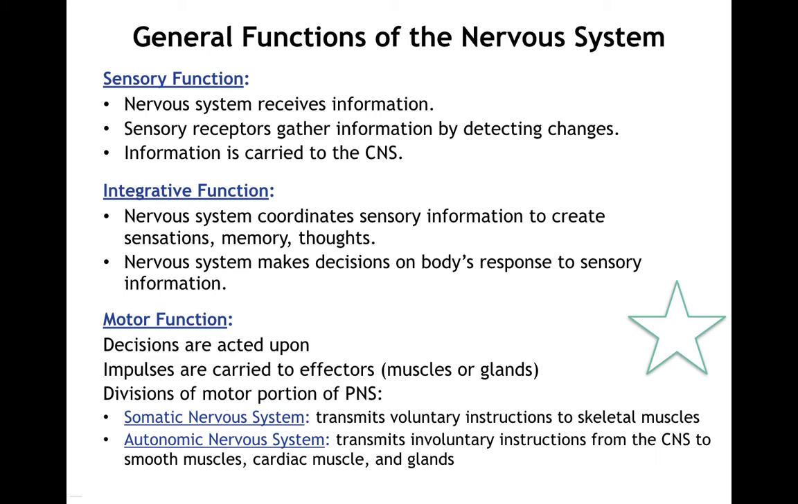And the peripheral motor system is divided into somatic nervous system, which transmits voluntary instructions to our muscles, and the autonomic nervous system, which transmits involuntary instructions from the central nervous system to smooth muscle, cardiac muscle, and glands. The autonomic nervous system takes care of things that you want to take care of automatically. And I will stop there for this section.